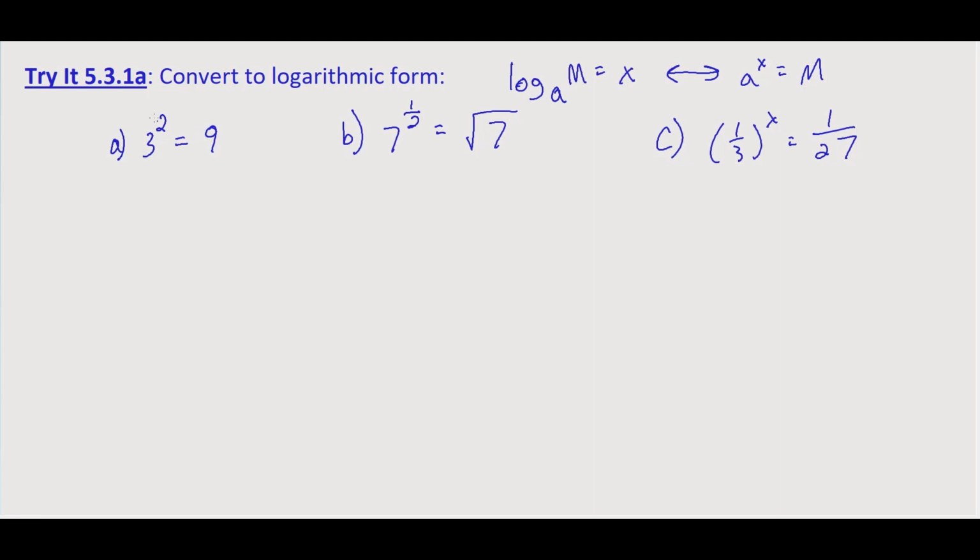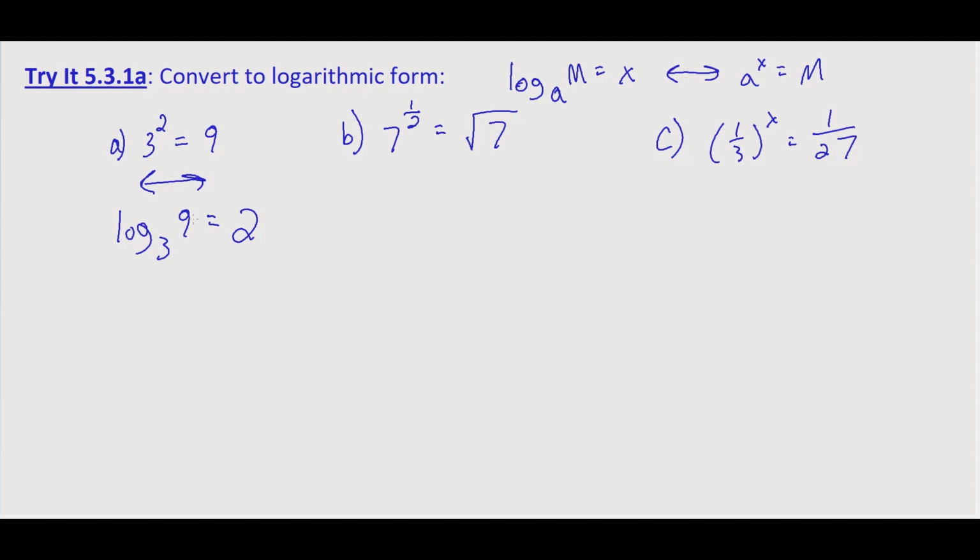So on this first one, a equals 3. For a, 3 squared equals 9. A equals 3, x equals 2, m equals 9. So this is if and only if log base, now which one's a? 3 is a, so log base 3 of m, which is going to be the 9, equals x, which in this case is the exponent, which is 2. And notice it goes the other way as well. Log base 3 of 9 equals 2, if and only if 3 squared, 3 to the 2, equals 9.